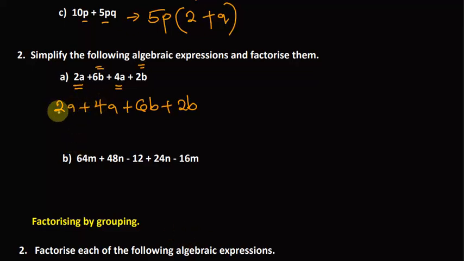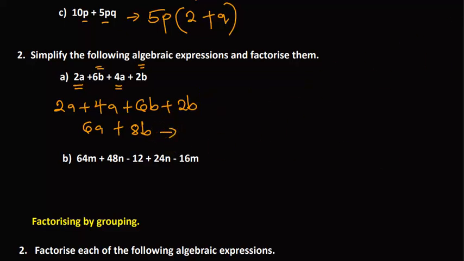Then we can add. What is 2a plus 4a? 6a. Then plus 6b plus 2b, that is 8b. We have grouped the algebraic expression. Now let's factorize them. This is what we will be having.